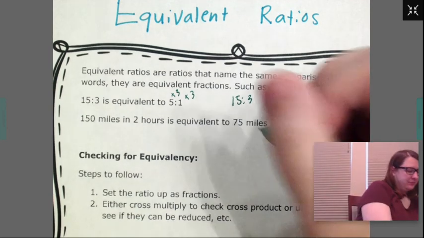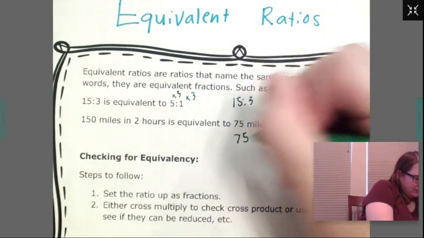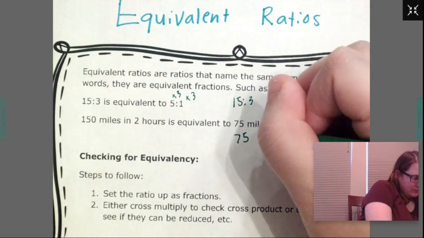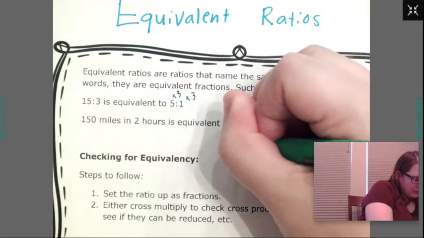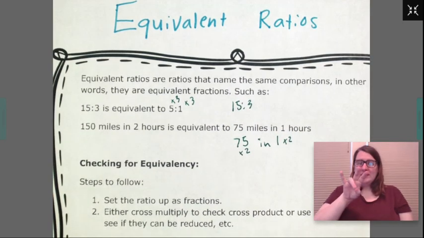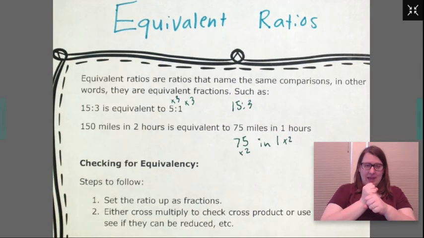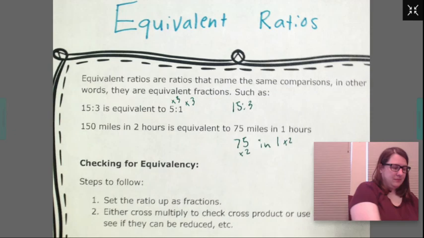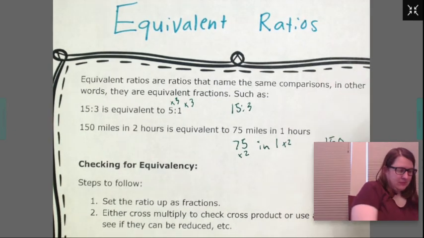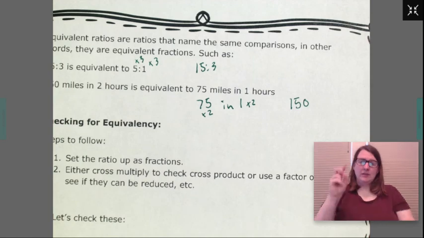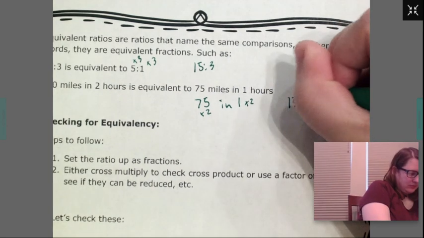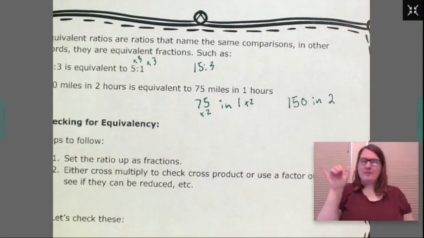How? If I do 75 times 2, I get 150. If I do 1 times 2, I get 2. Okay, it's the same.